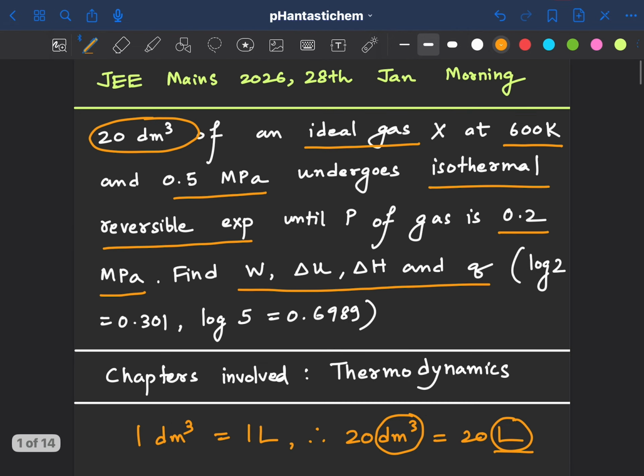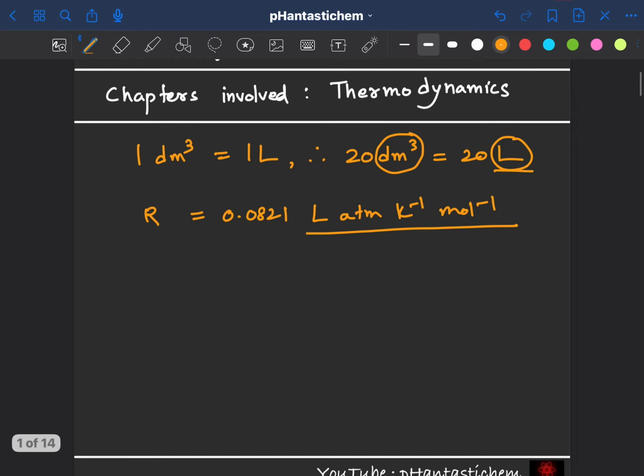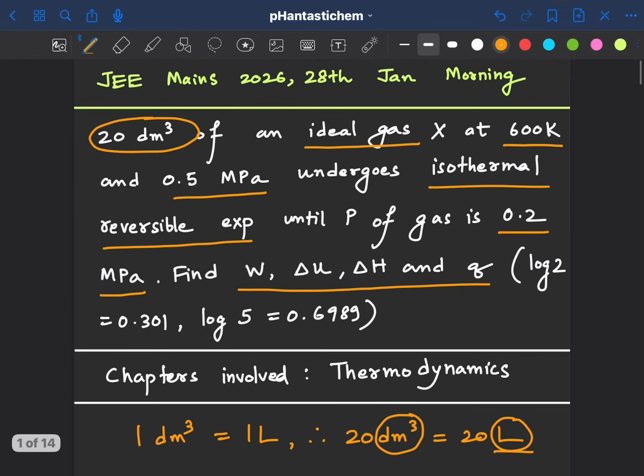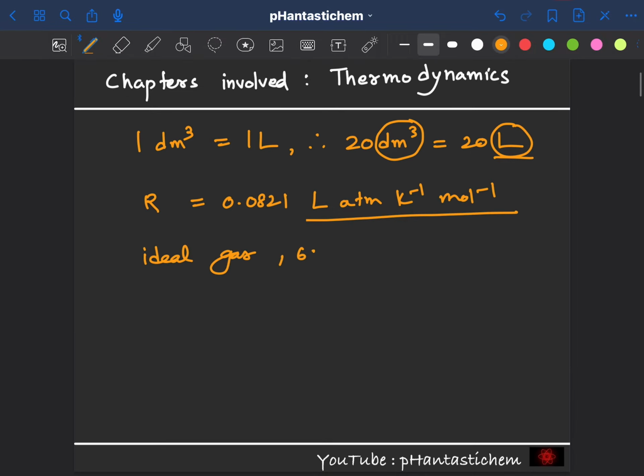Next, they are saying that it's an ideal gas, very important. You will see this information is very important, that we have an ideal gas, it's not a real gas. So it follows the ideal gas law. Cool. Then temperature is given to us. Okay, 600 Kelvin, fine, 600 Kelvin.